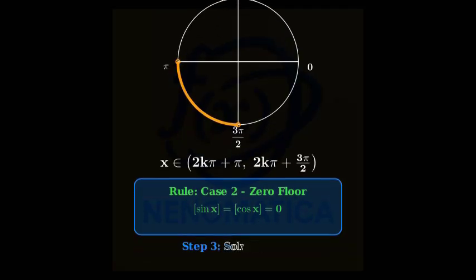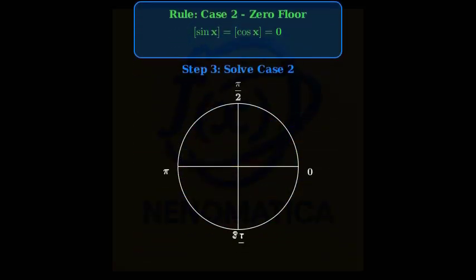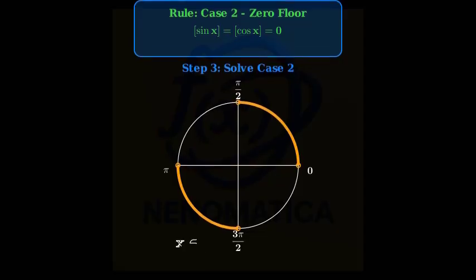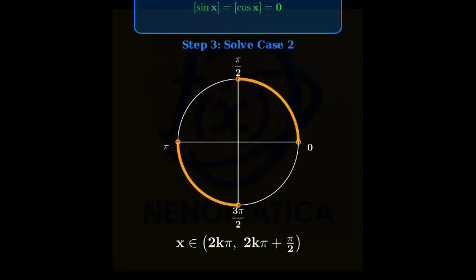Step 3. Case 2. Both floors equal 0, which means sine and cosine are in the interval 0 to 1, including 0, but strictly less than 1. On the unit circle, that is the first quadrant, angles from 0 to pi over 2, endpoints excluded, because at those endpoints one of the functions is 0 or 1.